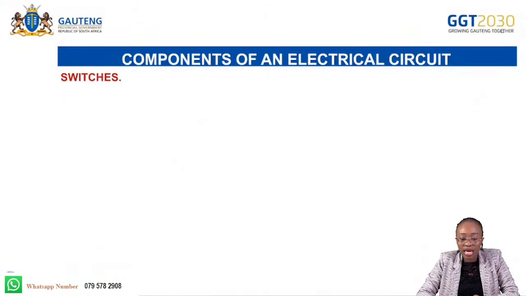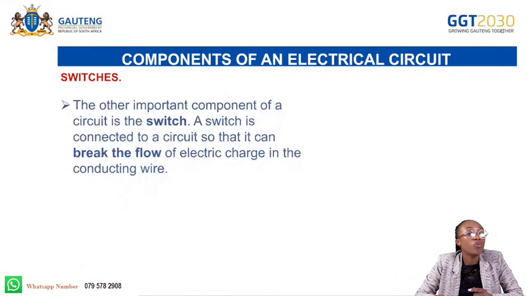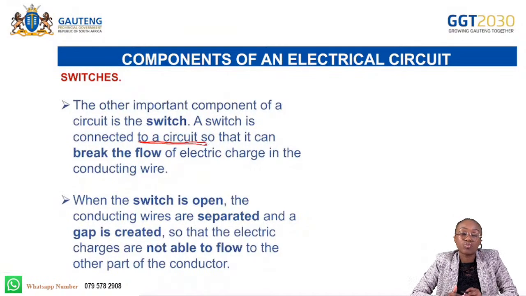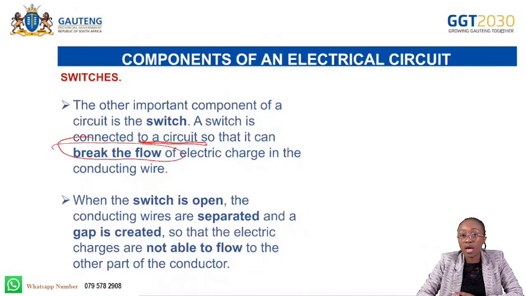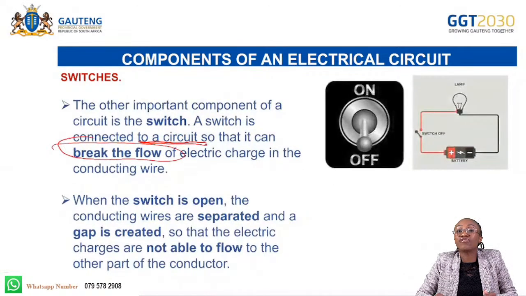All right. Okay, let's learn more about these components. Next, we've got switches. We did briefly talk about switches in our previous lesson. Now, let's learn more about switches because they are a very important component of an electrical circuit. So, switches are connected to a circuit. Why do we have them in circuits? We have them in circuits so that they can break the flow of an electric charge in a conducting wire. Remember, a conducting wire allows current to flow through it, or it allows charges to flow through them. So if we have a switch, then we are able to break that flow if need be.